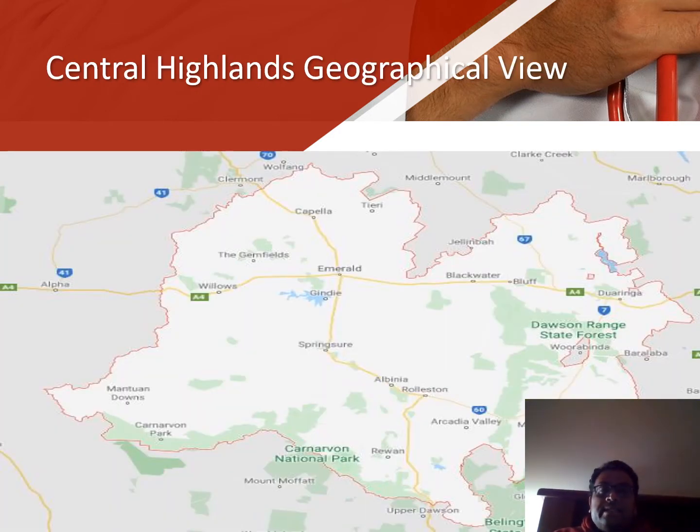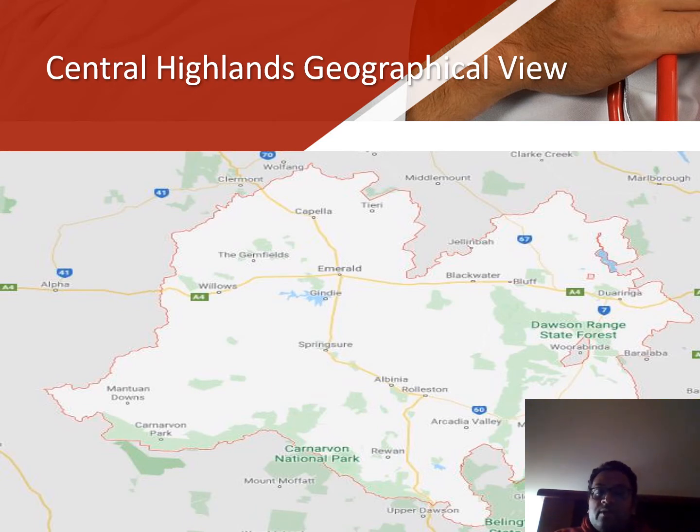This is the geographical view. You can see Emerald, the main hub, 1 hour north Capella, 1 hour south Springshore, 1 hour east Blackwater, and 1 hour west Willow.